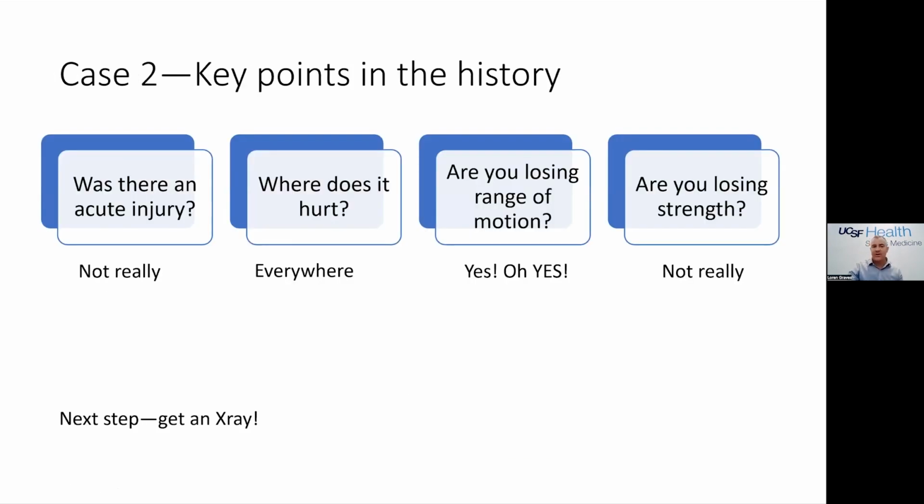Okay, so was there an acute injury? Not really. Does it hurt everywhere? Losing range of motion. If you really ask the patients what's your number one problem, if they have frozen shoulder or arthritis, it's that they can't reach. They physically cannot reach, but they're not really losing strength. They can do things within their range. And these are your reasonable patients that come in and are now acting unreasonably.